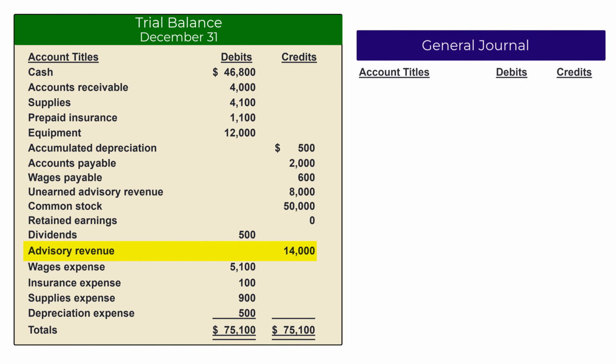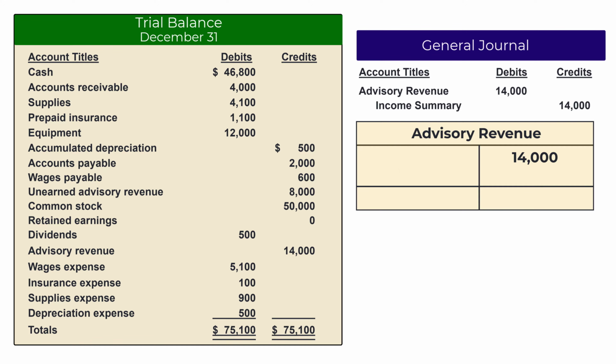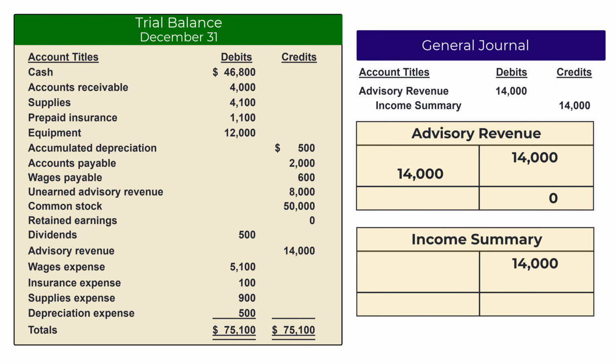To close out this account, we record a debit to advisory revenue for $14,000 and a credit to income summary for $14,000. We debit advisory revenue for $14,000 because this zeroes out the revenue account, so we begin the next accounting period with a clean slate. Now we also credit income summary. Income summary is a temporary account only used during this closing process. It basically is a temporary account used to put all revenues and expenses that eventually get closed out to equity, which you'll see in a minute.